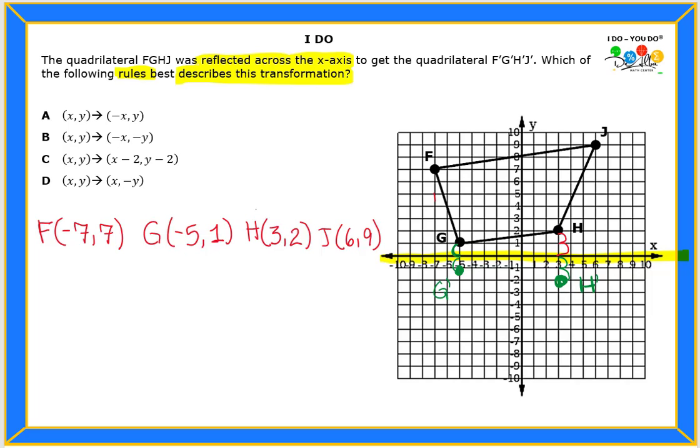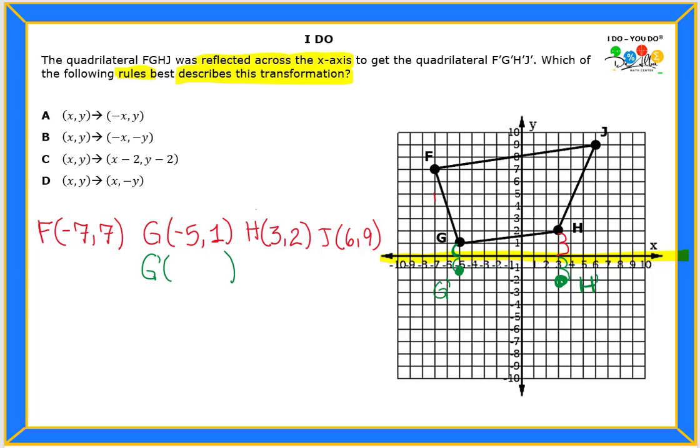And I know what you're thinking, Miss, but what if the points are not on the graph? How can I do it? Well, I'm going to show you the rule. Hopefully that can help you understand. Let's go ahead and look at G and G prime. G is the point -5 and 1. What about G prime?